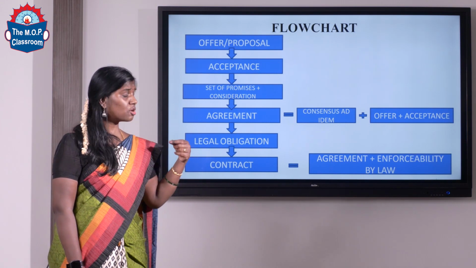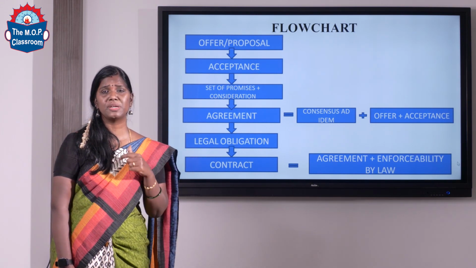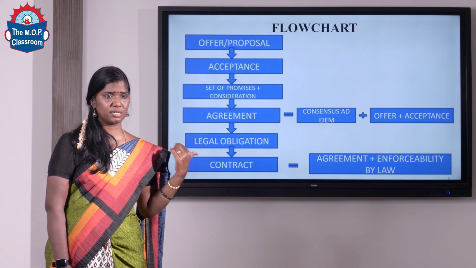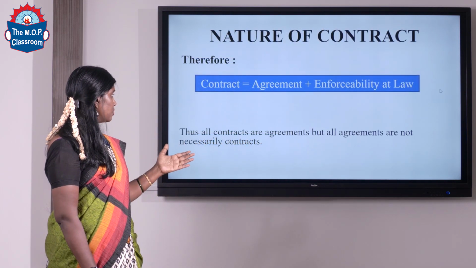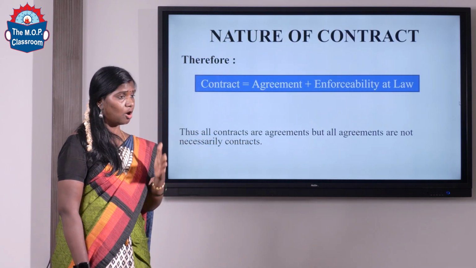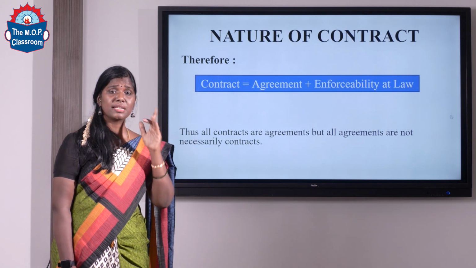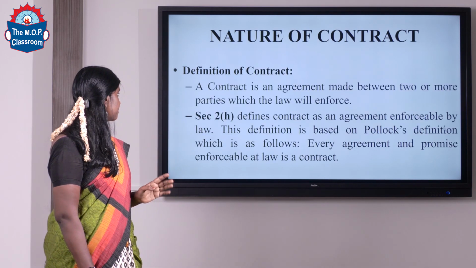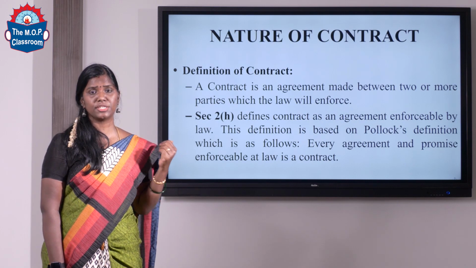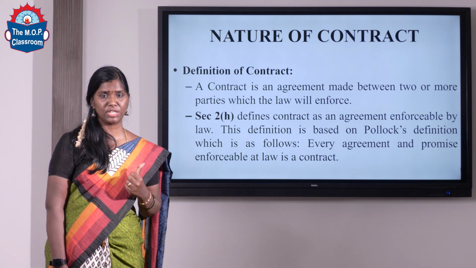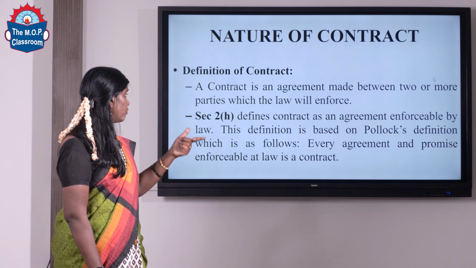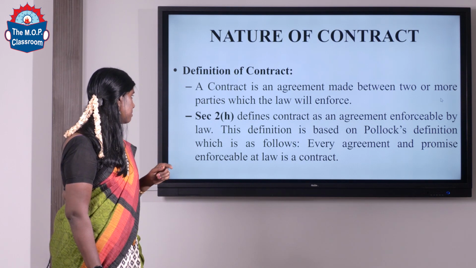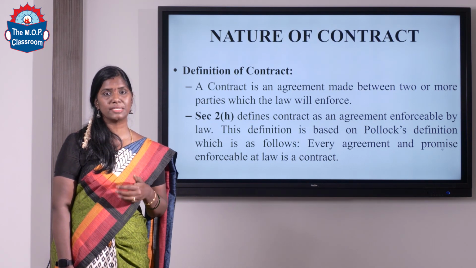forward to contract. So contract is agreement plus enforceability by law. Any agreement which is enforceable by law is said to be a contract. Therefore, contract equals agreement plus enforceability at law. Thus all contracts are agreements, but all agreements are not contracts. So according to section 2(h) of the Indian Contract Act 1872, an agreement enforceable by law is said to be a contract, and Pollock says that every agreement and promise enforceable at law is a contract.